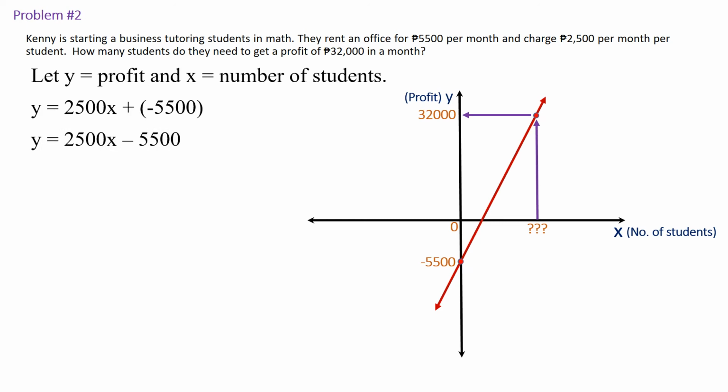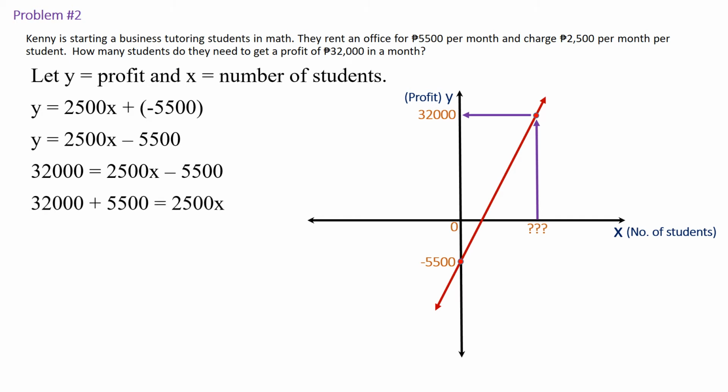Or we may write it this way. Then let us substitute. y is 32,000 and x is to be solved. So transpose negative 5,500, it will change sign, and then let's combine. It's going to be 37,500. Then we will divide both sides by 2,500. It will be 15, or 15 students. That means for Kenny to have a profit of 32,000 in a month, he has to get 15 duties.